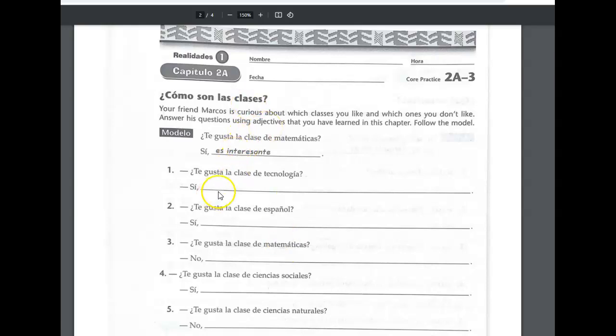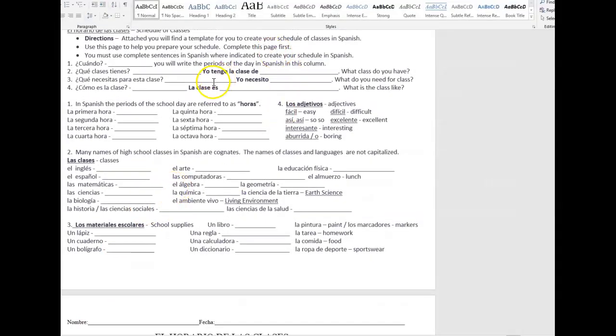If you don't have the class at all, like for example, number 1, ¿te gusta la clase de tecnología? Technology would be a computer science class. If you don't have that class, then you would say no tengo, right? No, yo no tengo.